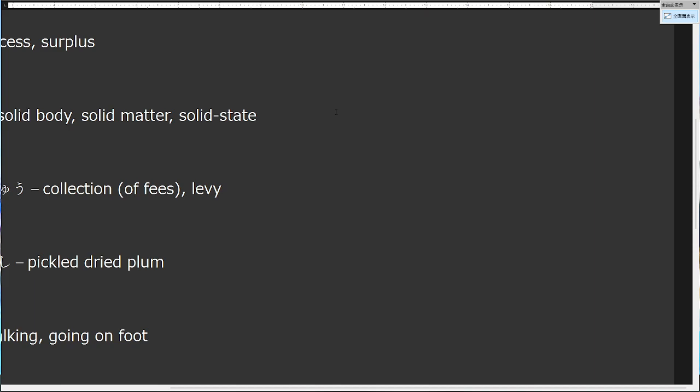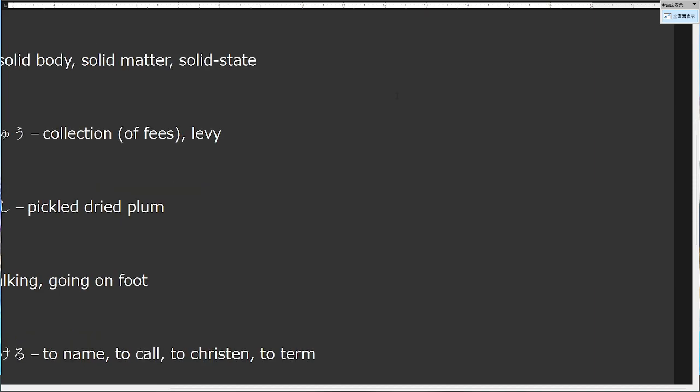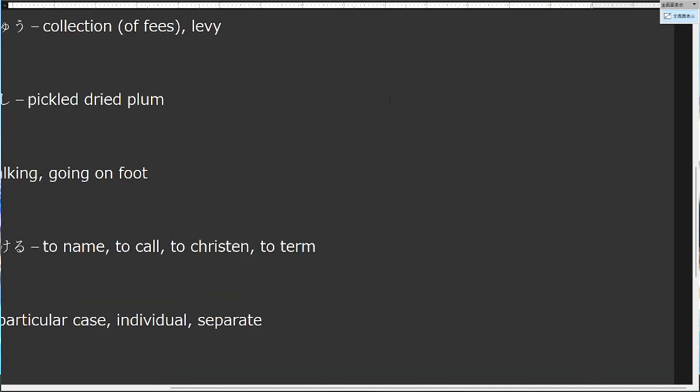An excess or a surplus of something is kata. Ka on the left side for excess, and ta on the right side for a large number of something or an abundance. A solid body, solid matter, or solid state is kotai. Ko on the left side for solidifying or hardening, and tai on the right side for a body.